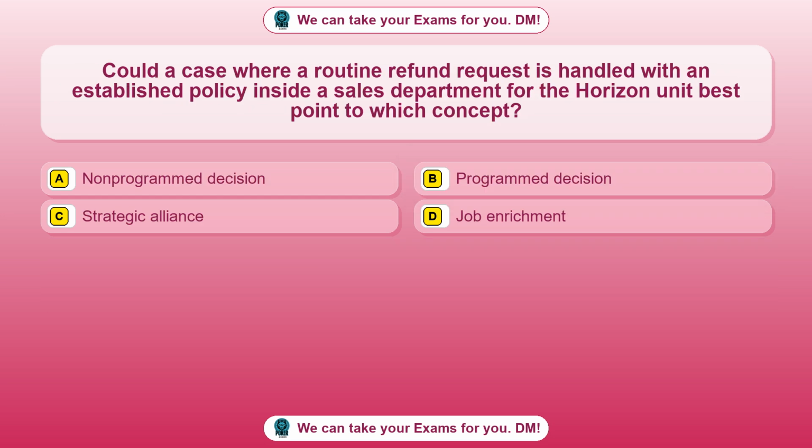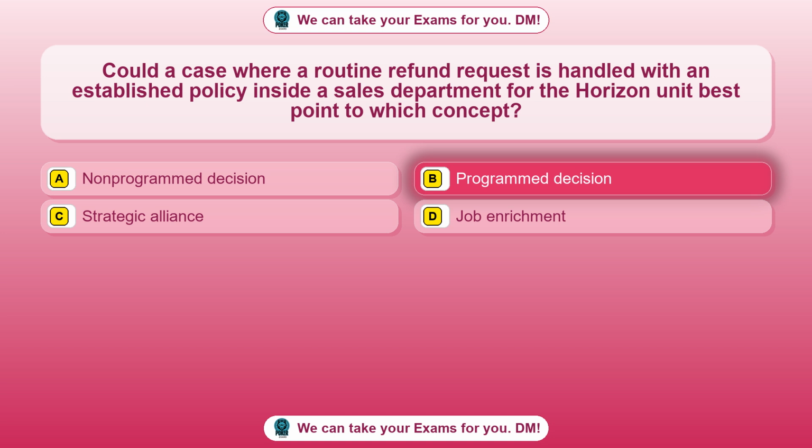Question 84. Consider a case where a routine refund request is handled with an established policy inside a sales department for the Horizon unit. Which concept does it best point to? Option A, non-program decision. Option B, program decision. Option C, strategic alliance. Option D, job enrichment. The correct answer is option B, program decision.